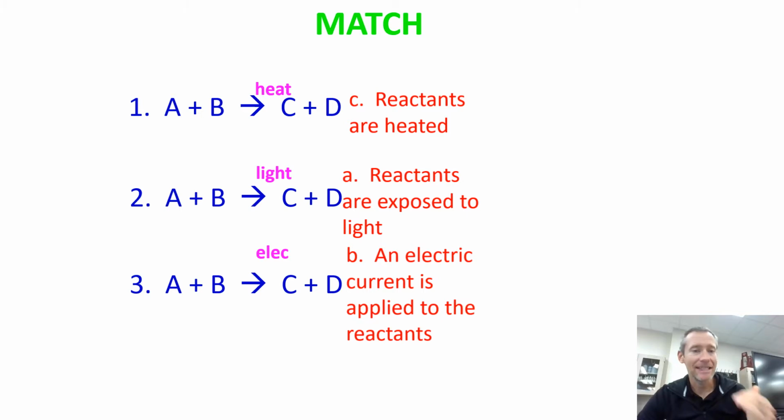So if something's being heated, you would put heat on top of the arrow, the yield sign. If something's exposed to light, you put light above the yield sign. If something is exposed to current, you put ELEC for electricity above the yield sign.